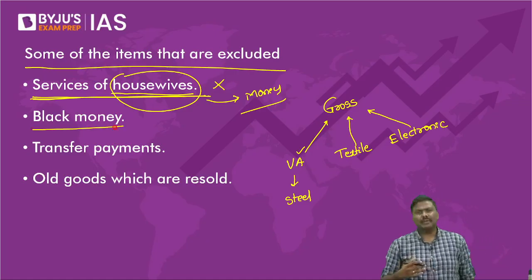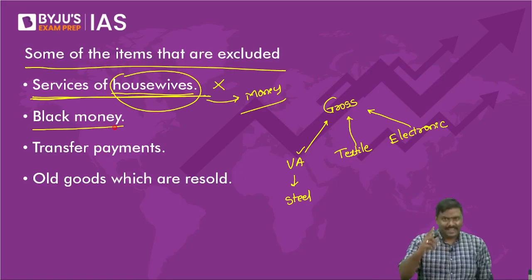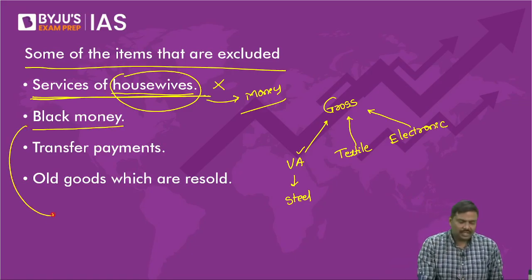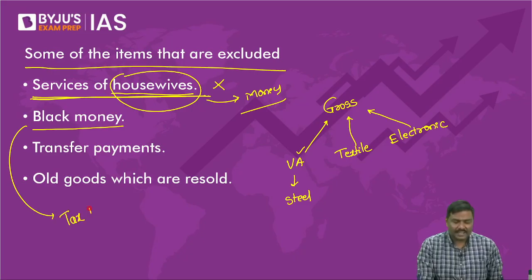What is the idea of black money? Black money means any amount of money on which tax is not paid or tax is evaded.